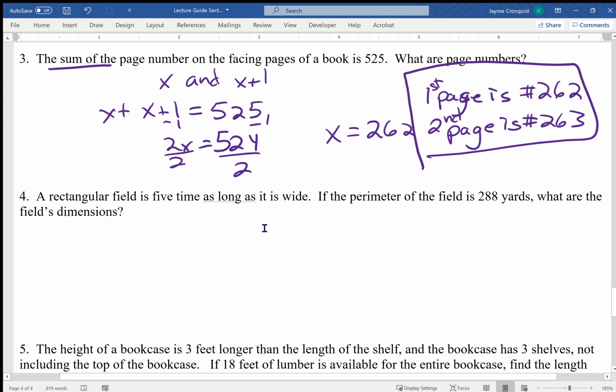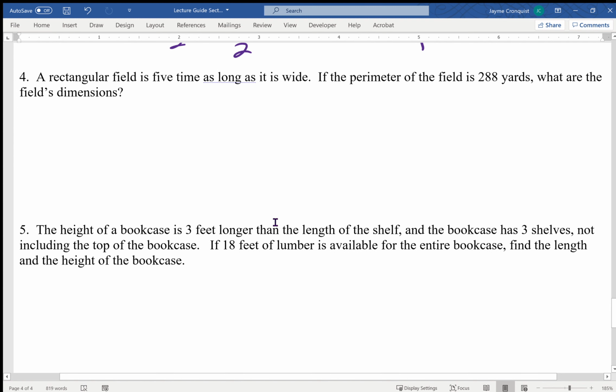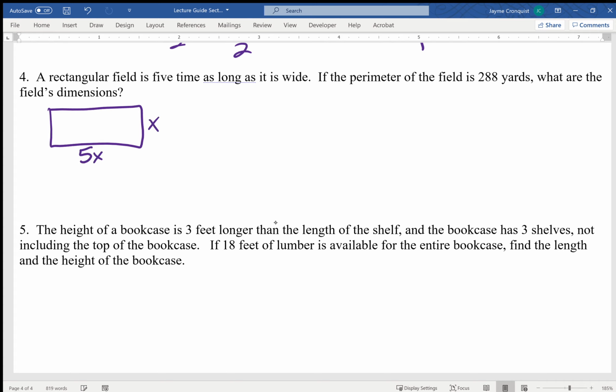All right. A rectangular field is 5 times as long as it is wide. So, if you need a picture, draw a picture. 5 times as long as it is wide. If the perimeter, which is this distance all the way around, is 288 yards, what are the field's dimensions? So that means I have x plus x and 2 5x's. And that's going to equal 288.